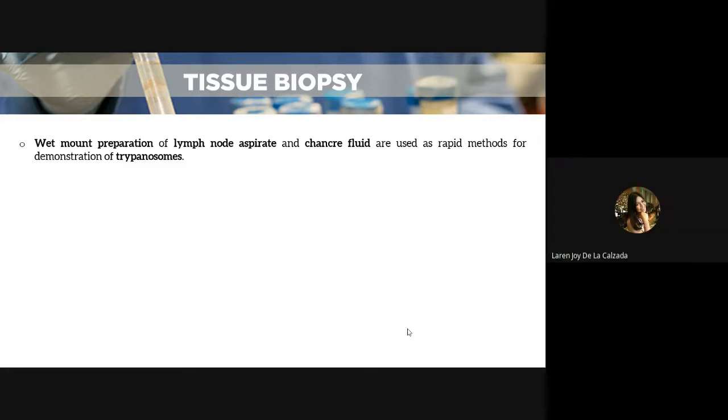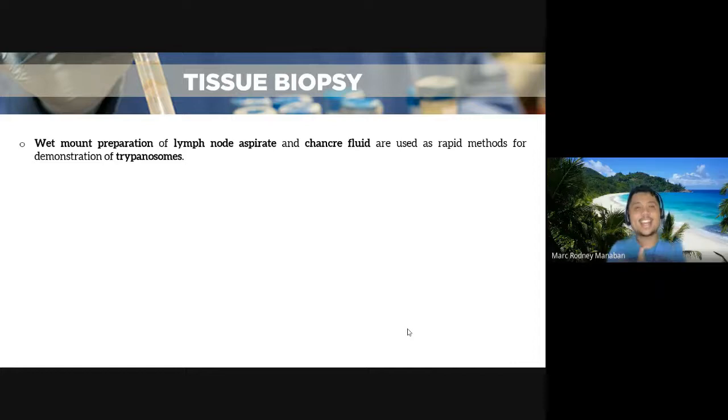Chancroid. Haemophilus ducreyi. Chancre is the original one, and the suffix -oid means chancre-like. So chancroid is chancre-like. Chancre is your Treponema pallidum subspecies pallidum, syphilis. Chancroid is H. ducreyi.